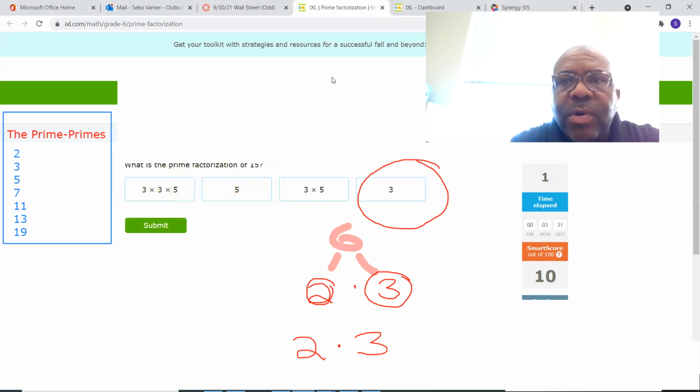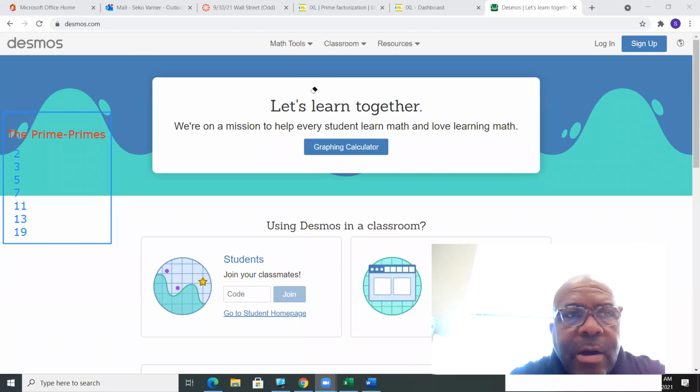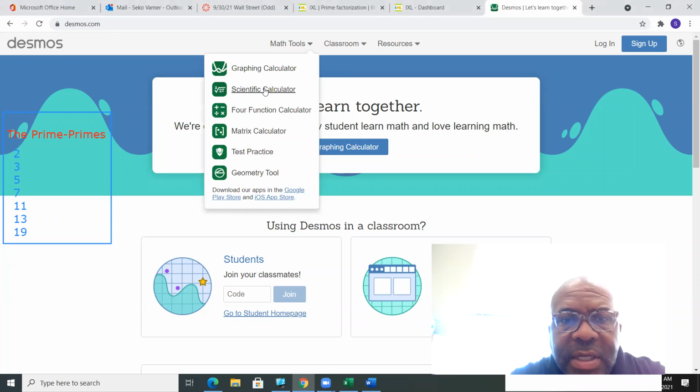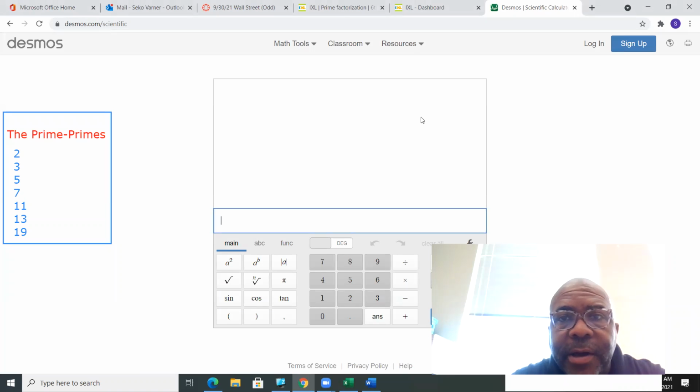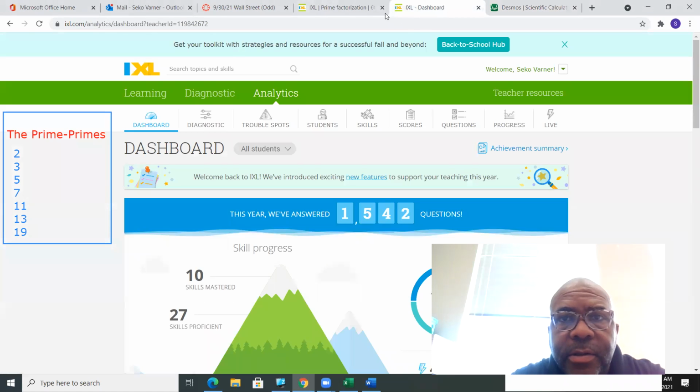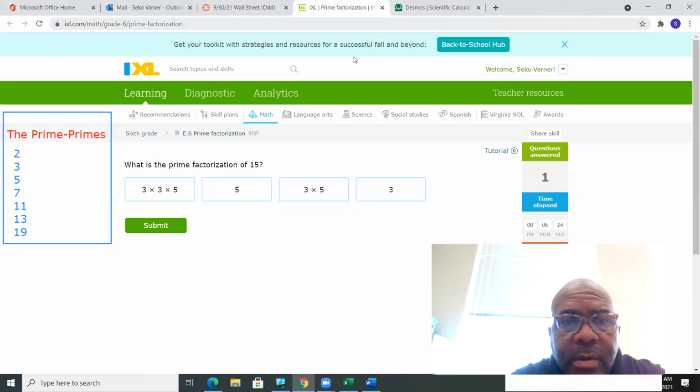All right, so let's work on our next one. Why don't we go ahead and get our Desmos.com, that's the calculator that we use. Go to scientific calculator. That's the best one to use for what we're going to be doing. All right, so let's go back. The question is, what's the prime factorization of 15?